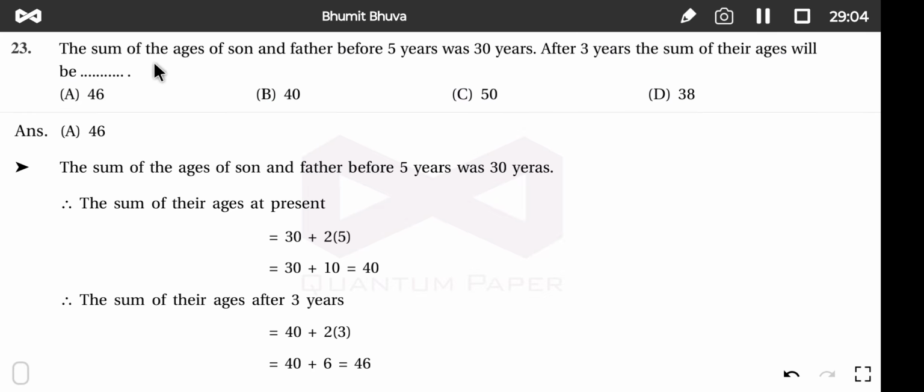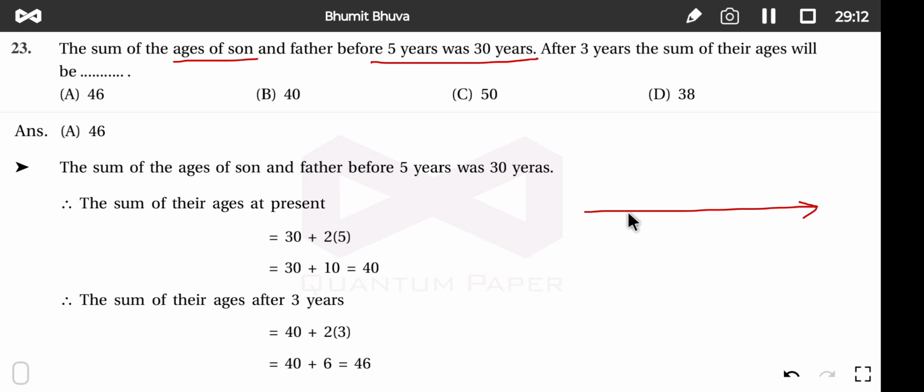Next one. The sum of the ages of the son and father before 5 years was 30 years. So we are talking about the before. Let's draw the graph again. In the middle we will take present, and before 5 years on this side. The sum is given as 30 before 5 years. So we have to find out the present first.